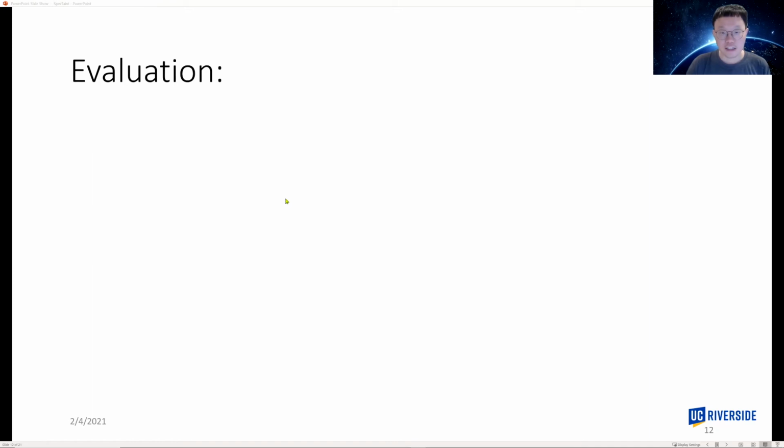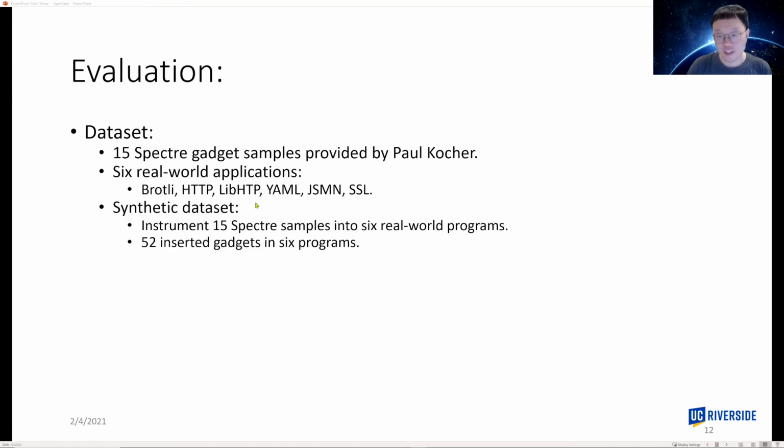We have 3 datasets. First, we collected 15 Spectre samples. These are simple code snippets like the example I presented earlier. The second dataset contains 6 real-world programs, which is the same dataset used by SpecFuzz. Since there's no ground truth in real-world programs, we created a synthetic dataset by instrumenting 15 samples into 6 real-world programs. And we have a total of 52 gadgets in 6 programs. More details about how this dataset is constructed can be found in our paper.